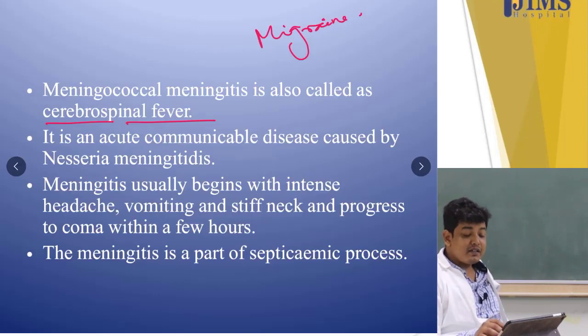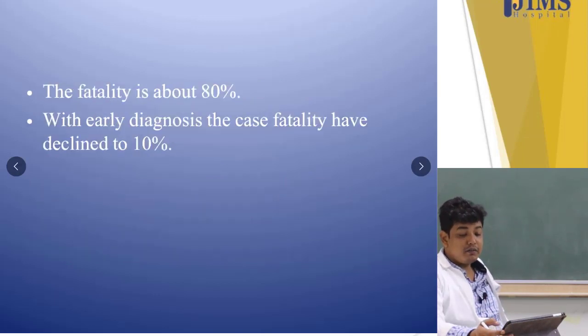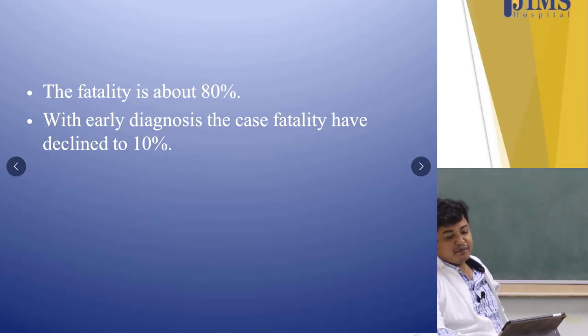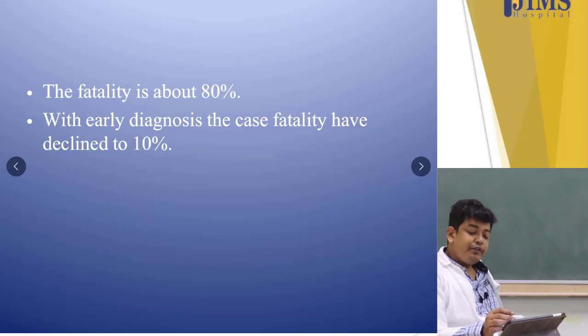And this meningitis is a part of the septicemia process. Fatality is around 80% over here. And with early diagnosis, the case fatality will decline to 10%. So if you diagnose the case later on, 80% of the cases are bound to die. But if you can diagnose it early, the rate falls and comes to 10%.